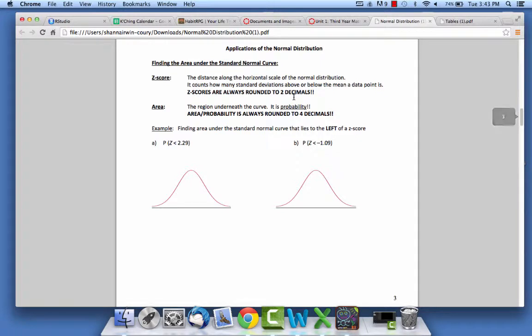Okay, always round a z-score to 2 decimals, area is always to 4. That is what's on your table, okay? So I'm going to do one of these, and then I'm going to let you do the other.